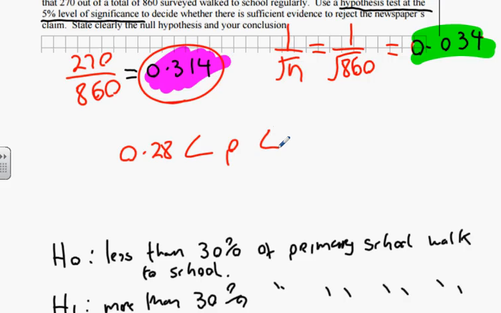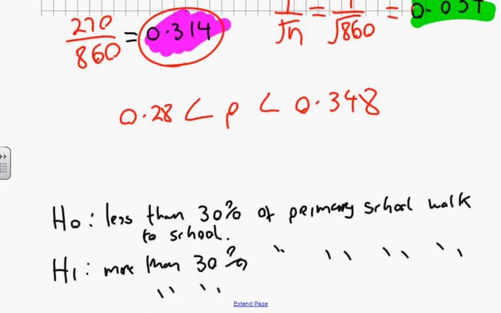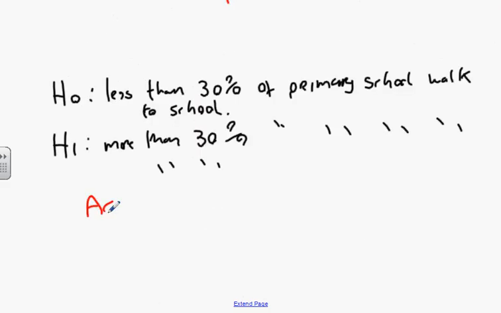Because it's just like a proportion value. Less than, and then add it on, 0.348. All of a sudden, this 30% that we're looking to check, is 30% within this limit? Is 30% in this interval? Yes, it is. So therefore, nothing has changed. So what we say is we accept H0. Is that okay?